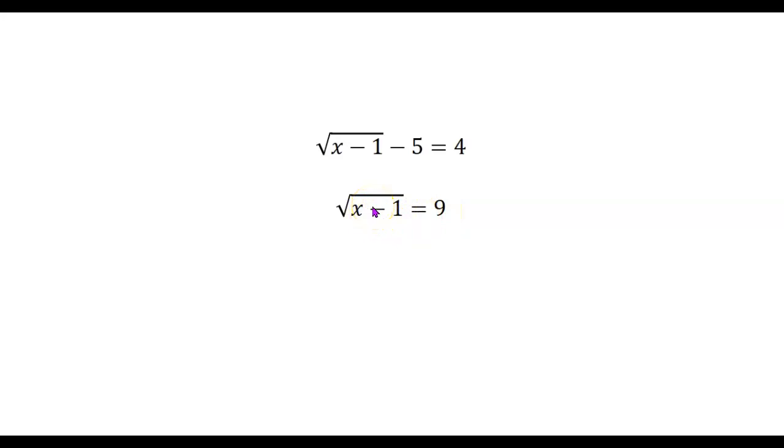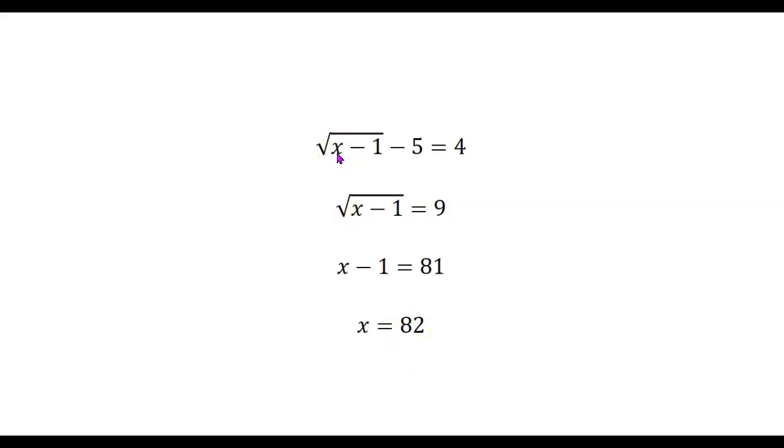Now we're ready to undo the square root by squaring both sides. Square root of x minus 1, squared, would just be x minus 1. And over on the other side, 9 squared would equal 81. Don't forget to do it to both sides. Now, what's the last thing we have to do to go from x minus 1 to just x? Add plus 1 to both sides. So then we get x equals 82. And that is the solution.